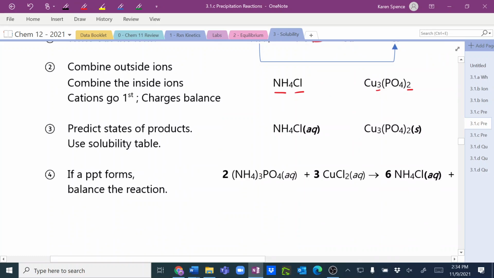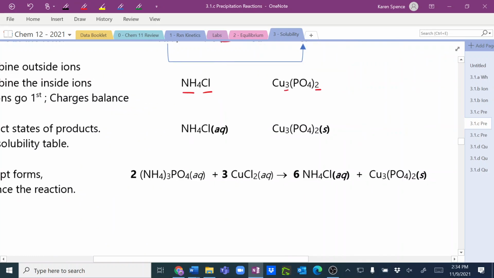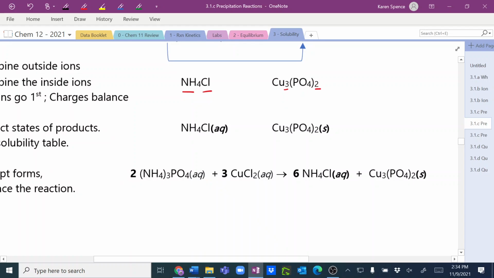It's just kind of the same. You have to balance things, of course. If you have a problem with balancing a double replacement, pick the thing with the most coefficients. So let's say I got rid of... Hang on one second.